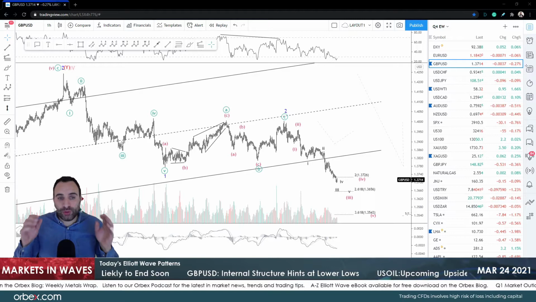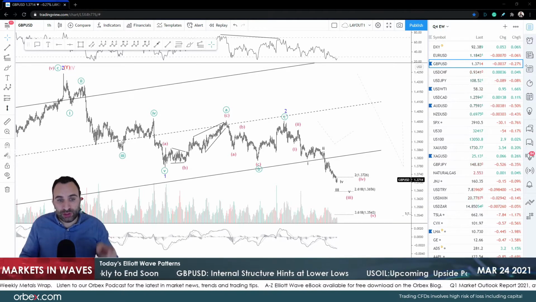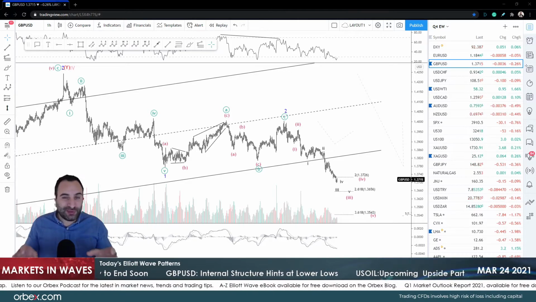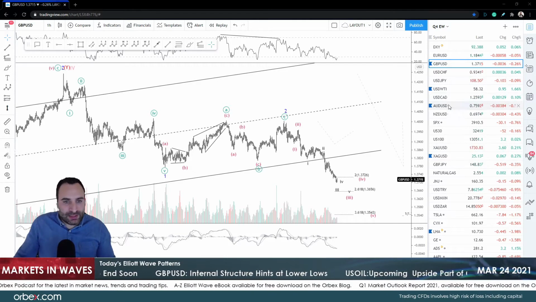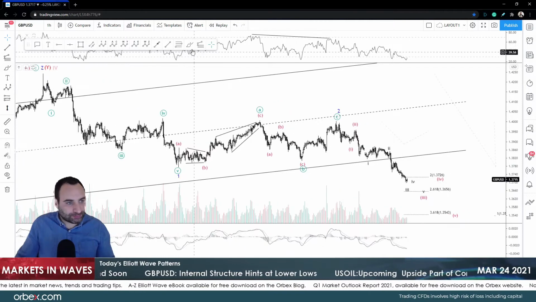We're going to have a quick look on pound dollar, oil, Aussie dollar, silver, and also Lufthansa. All of them have something very interesting that we need to talk about. So with that said, and without further ado, let's jump quickly on pound.